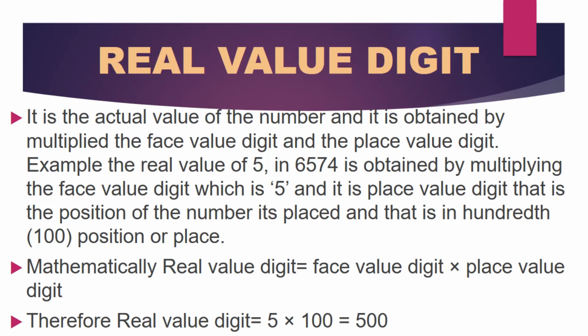If you want to find the real value for the 6, the face value times the place value will give you the real value. So the face value for the 6 is the 6 itself, but the 6 has been placed in the thousands position, and therefore 6 times 1000 will give you 6000. That will be the real value. We said the real value is the actual value of the number, and we obtain it by multiplying the face value and the place where the number is occupied.